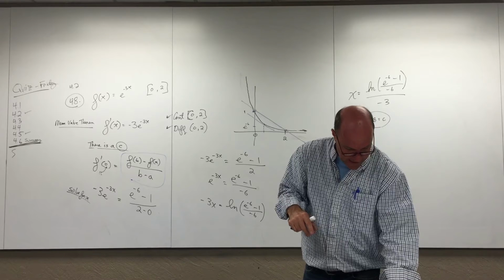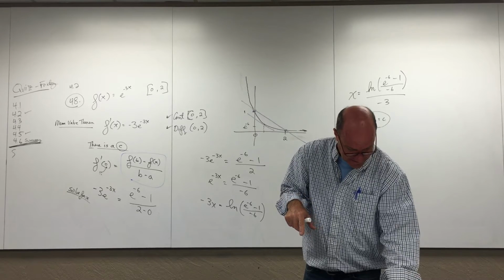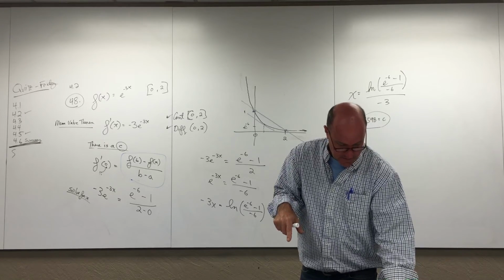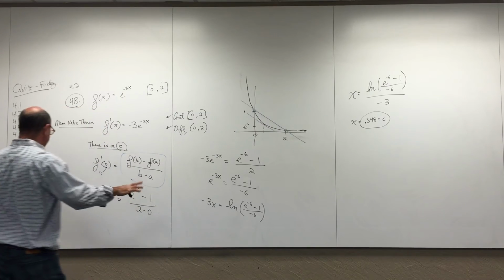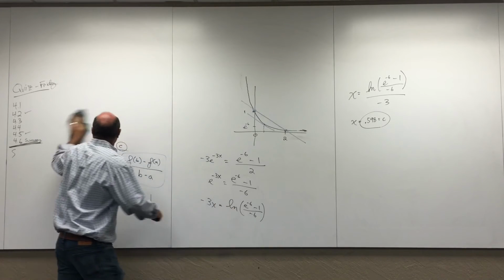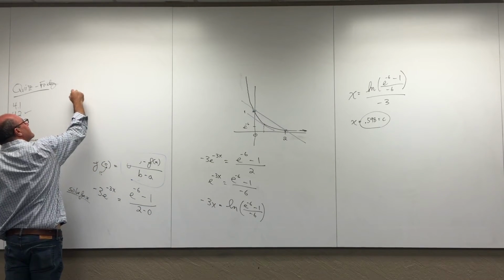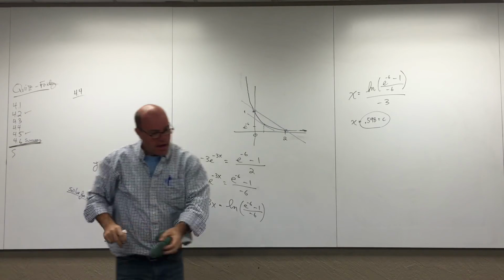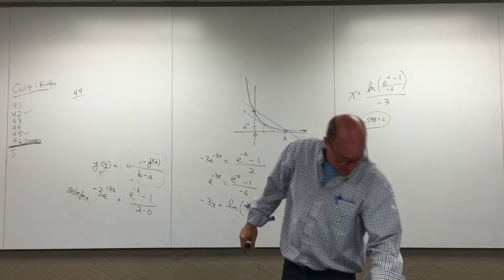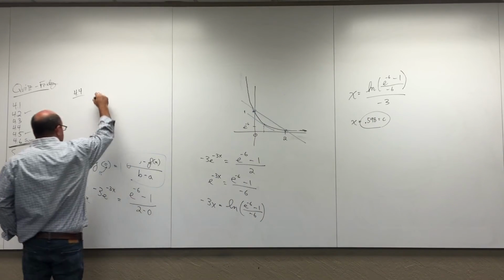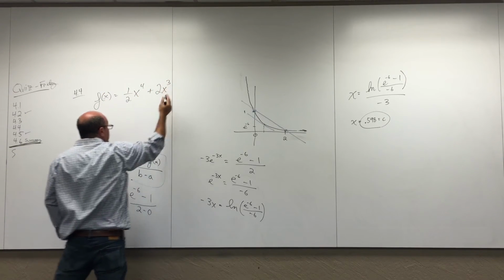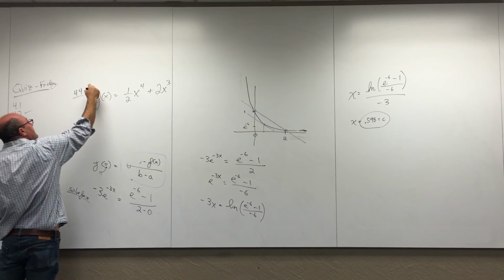All right, I'll tell you what. Let's try this one. So I went to 4.4. I'm just doing homework today, I guess, unless I have some other cool thoughts for you. I just went to 4.4 and found this great question, number 15. The function is 1/2 x to the 4th plus 2x cubed.